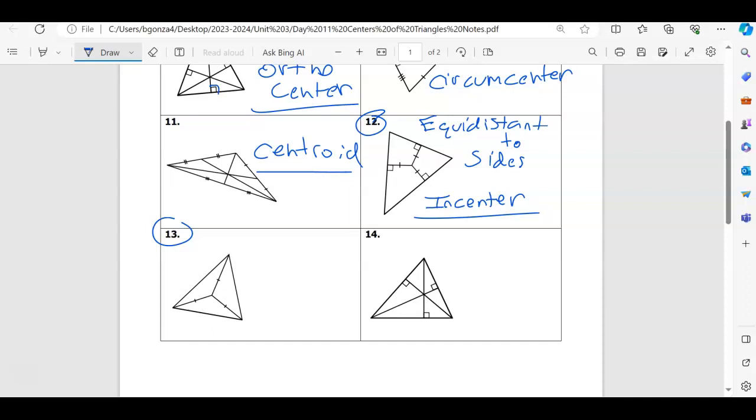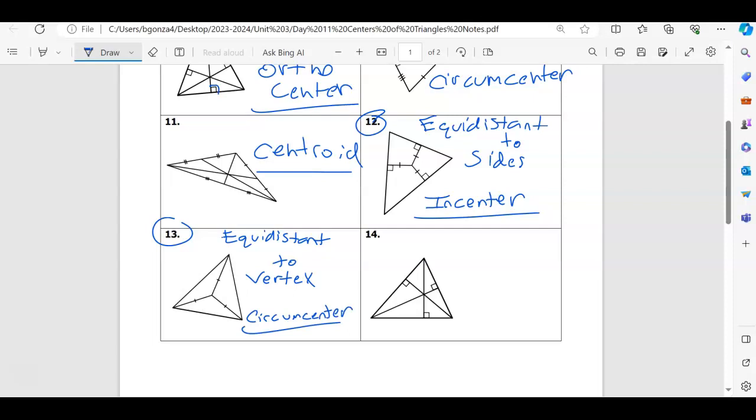13, a little different. It's from the center to each vertex, and each of those is equal. Okay, well, which one is equidistant to each vertex? Look at the bottom bubbles. That first one says equidistant from each vertex. That is a circumcenter. Circumcenter.